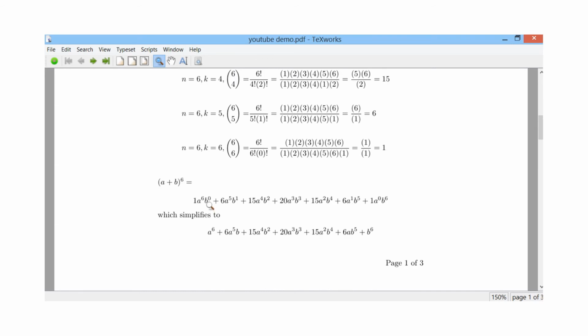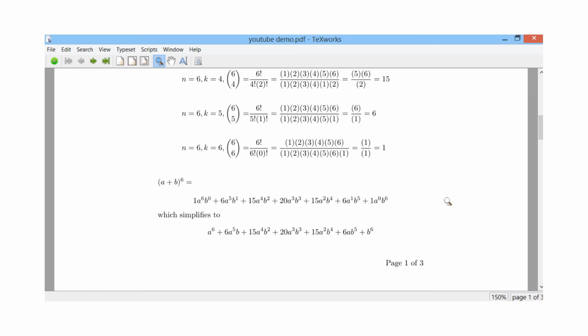As you know, b to the power of 0, anything to the power of 0 is 1, so that will just cancel out. And also the 1 times a to the 6 is just a to the 6. Same at the other end, a to the 0 is just 1, so that leaves you with b to the 6. So this simplifies to a to the 6 plus 6a to the 5b plus 15a to the 4b squared plus 20a cubed b cubed plus 15a squared b to the 4 plus 6ab to the 5 plus b to the 6. Okay, so that's how we work that out.